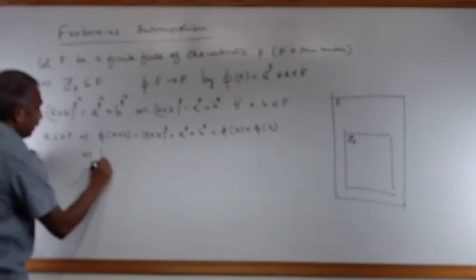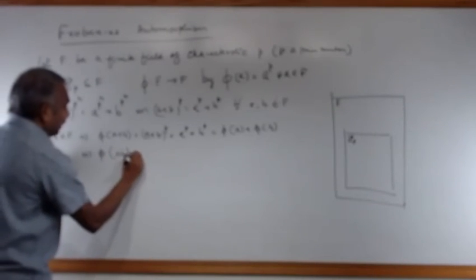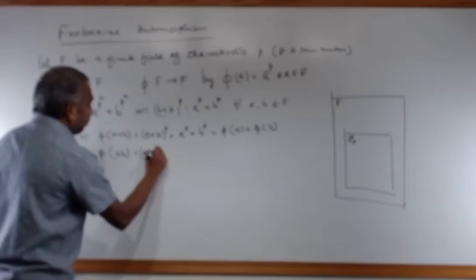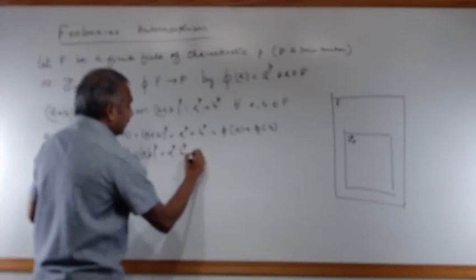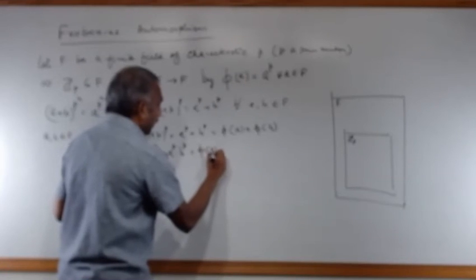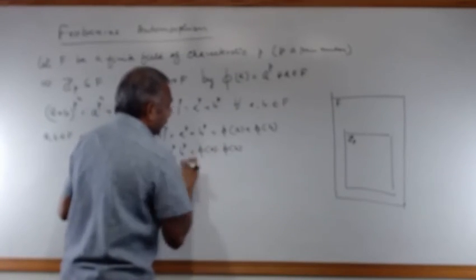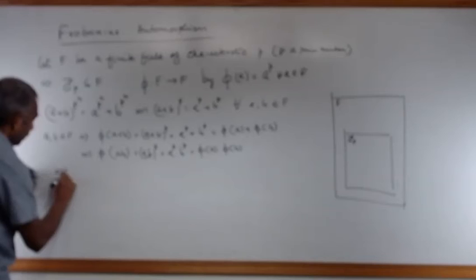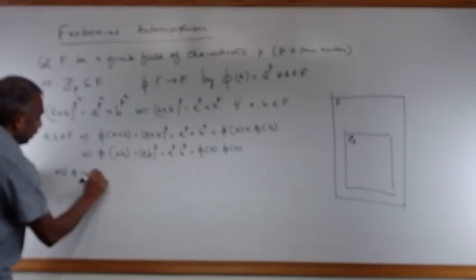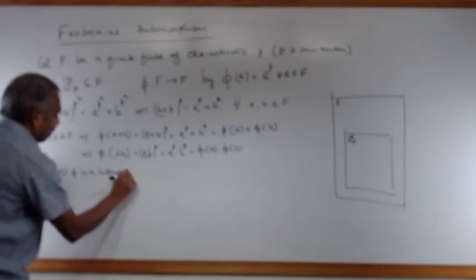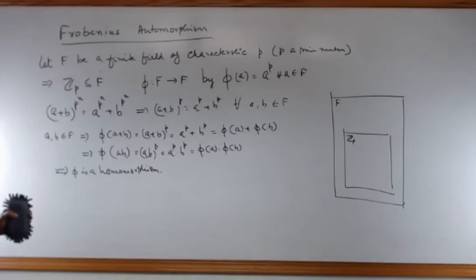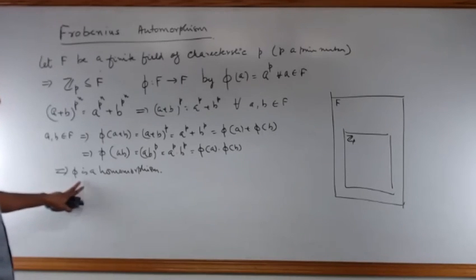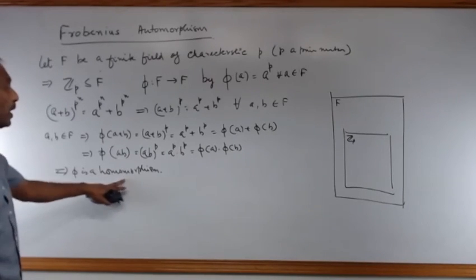This implies phi of AB is equal to (AB) to the power of P, which is equal to A to the power of P times B to the power of P, which is equal to phi of A times phi of B. So that implies phi is a homomorphism. What we need to do is prove that this is 1-1 and onto.